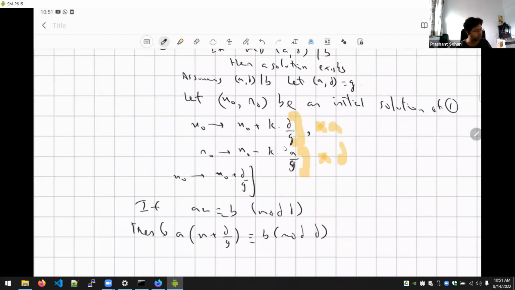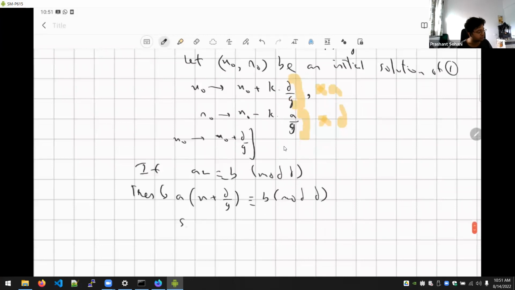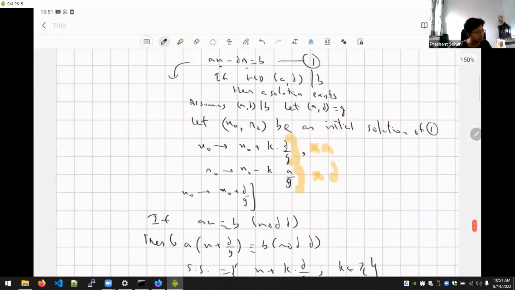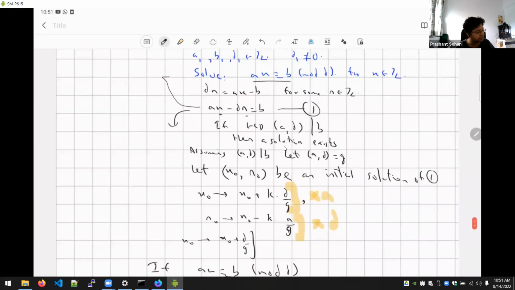So the solution set of x turns out to be nothing but the set of all such values: x plus k times d by g, where k is any integer. And the whole thing is reversible. The fact is that this equation is true if and only if this is true. So there is no step in between where there could be a change in the solution set. That is why it is enough to say that the solution set of the new equation is the same as the original one.